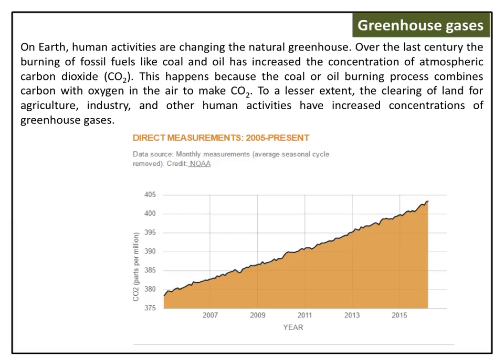On Earth, human activities are changing the natural greenhouse. Over the last century, the burning of fossil fuels like coal and oil has increased the concentration of atmospheric carbon dioxide, CO2. This happens because the coal or oil burning process combines carbon with oxygen in the air to make CO2. To a lesser extent, the clearing of land for agriculture, industry, and other human activities have increased concentrations of greenhouse gases.